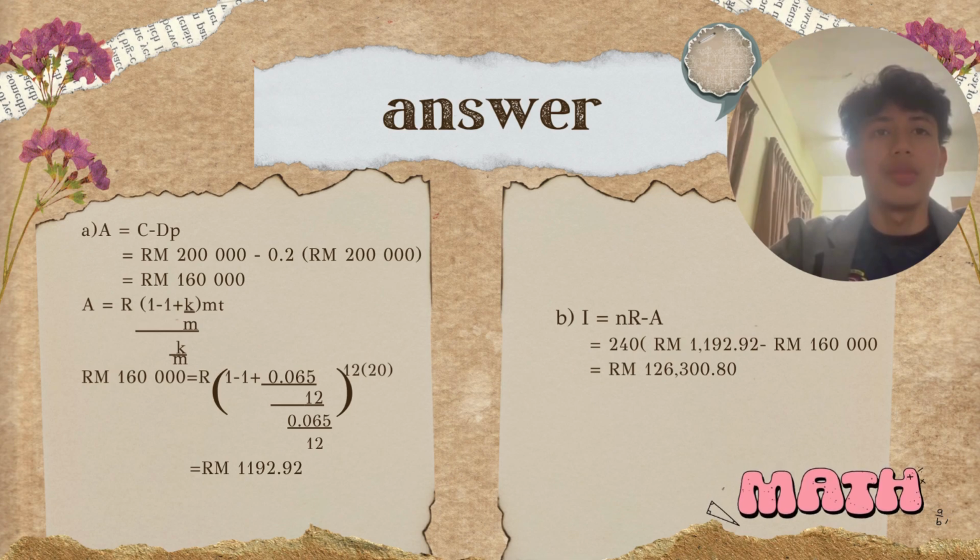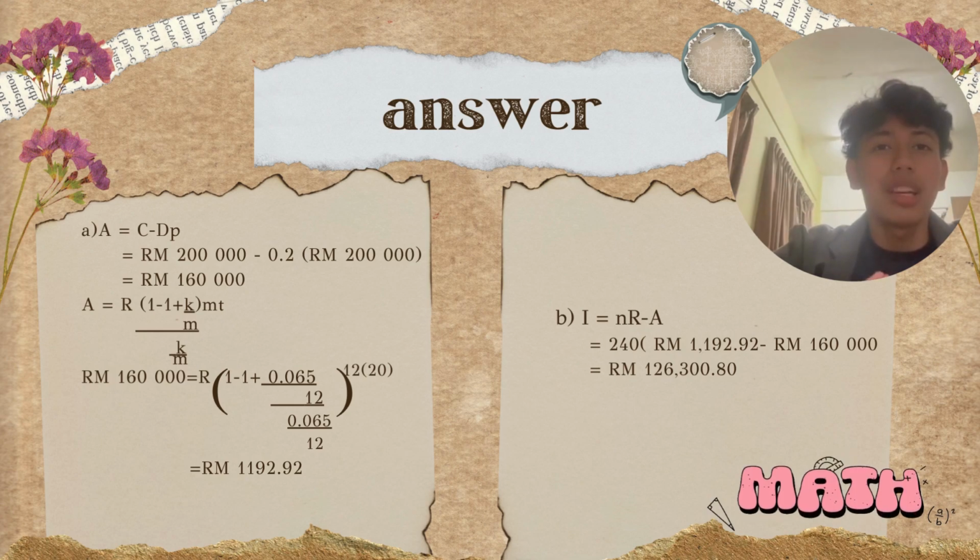N equals 240, R equals 1,192 ringgit 92 cent, A equals 160,000 ringgit. We will use the formula I equals NR minus A. 240 times 1,192 ringgit 92 cent minus 160,000 ringgit, and the total interest charged for the loan is 126,300 ringgit and 80 cent. So that's all for number 2.